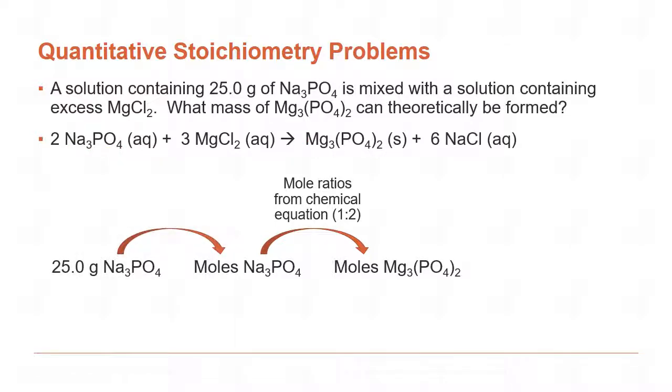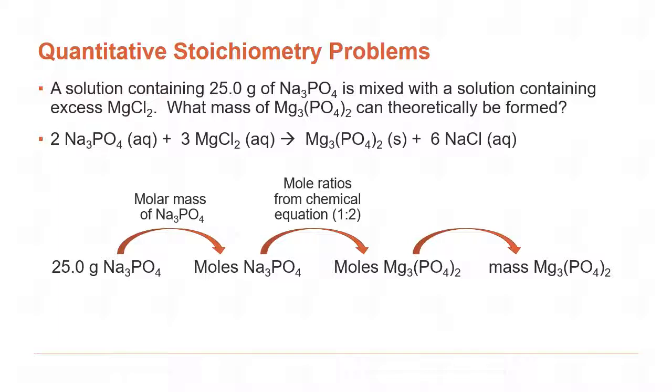But since my information is not in moles, the first thing I need is to express my 25 grams in units of moles. And then once I determine how many moles of sodium phosphate I have, I can translate that into moles of magnesium phosphate using the information from the chemical equation. And then last, I would translate that information back into mass. So I have a 3-step conversion factor problem: mass to moles, moles of reactant to moles of product, and then moles of that product into mass.